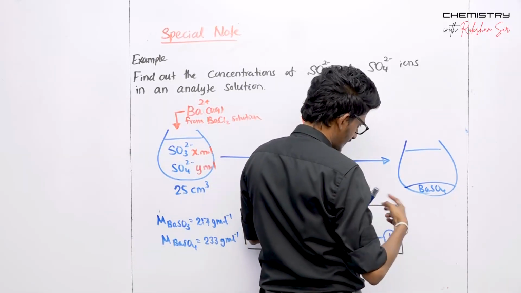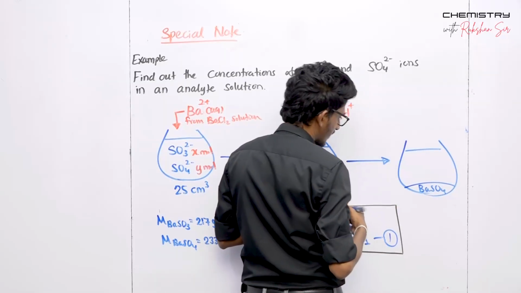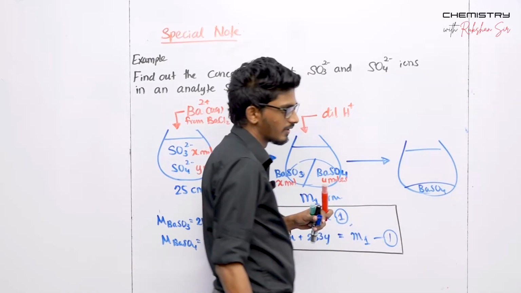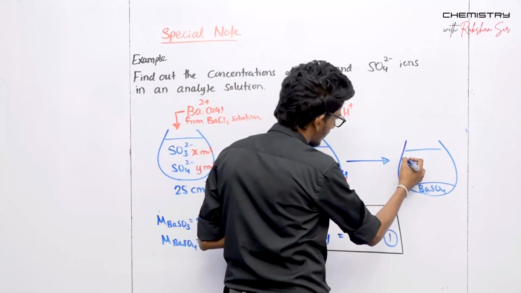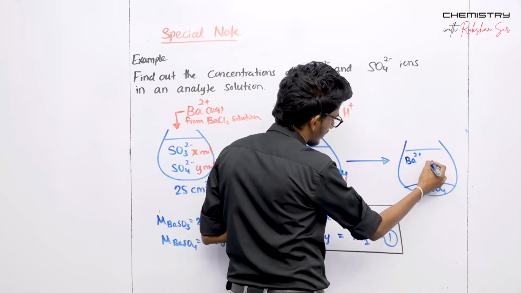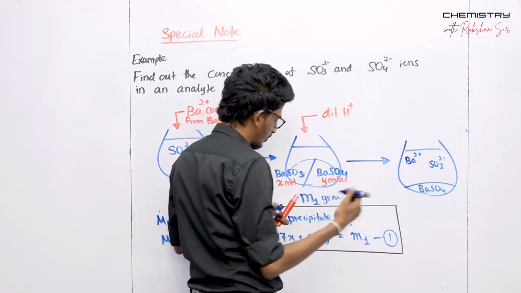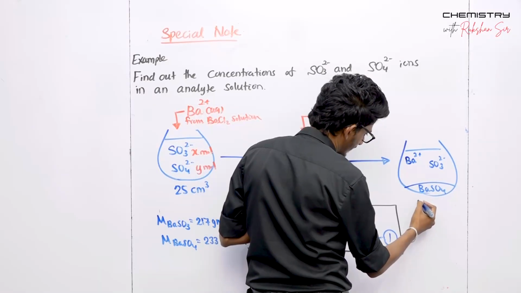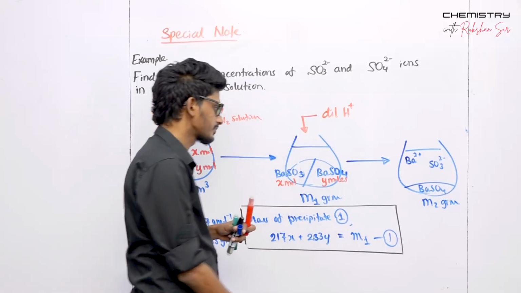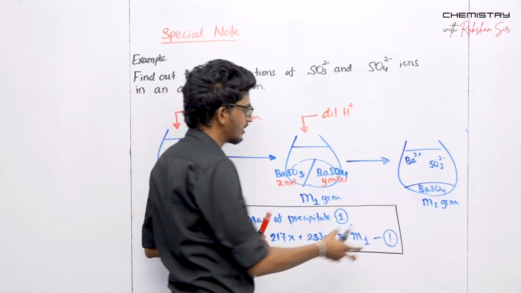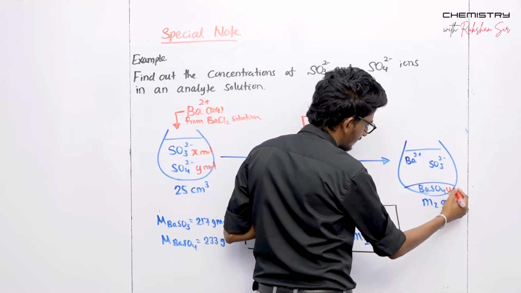right, as the precipitate, right? But the barium sulfite will dissolve, right? Barium sulfite will dissolve. That means dissolving means barium 2 plus ions and sulfite ions will be given to the solution, right? So if you can weigh this mass as m2, you can come up with the second simultaneous equation from here, right? As only y moles are appearing here.